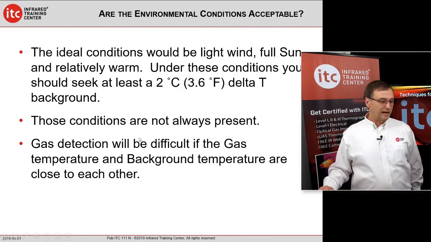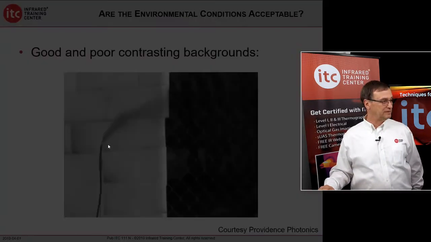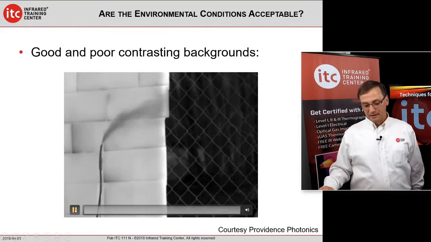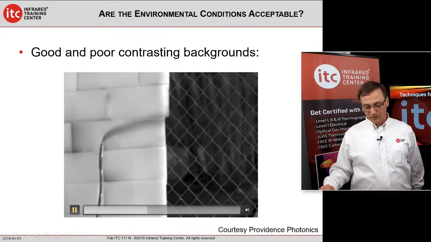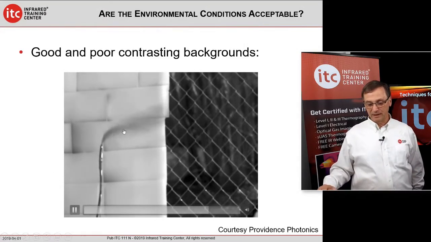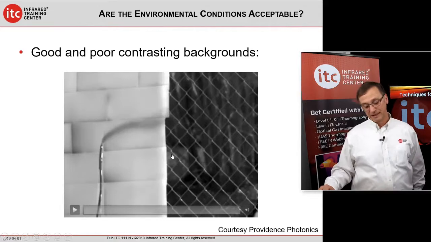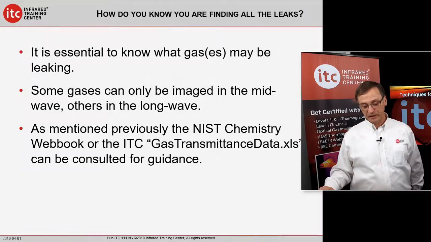But you pretty much will know from experience when you're in the right condition. So if the temperature of the gas and the temperature of the background are identical, it's going to be very difficult to see that gas leak. Here's an example, courtesy of Providence Photonics. Here's a nice warm wall, and we can see the gas very easily, and against the chain link fence, it's much more difficult. Would be easier in the HSM, but you can see the contrast difference. So warmer or colder is better than very, very close to ambient.